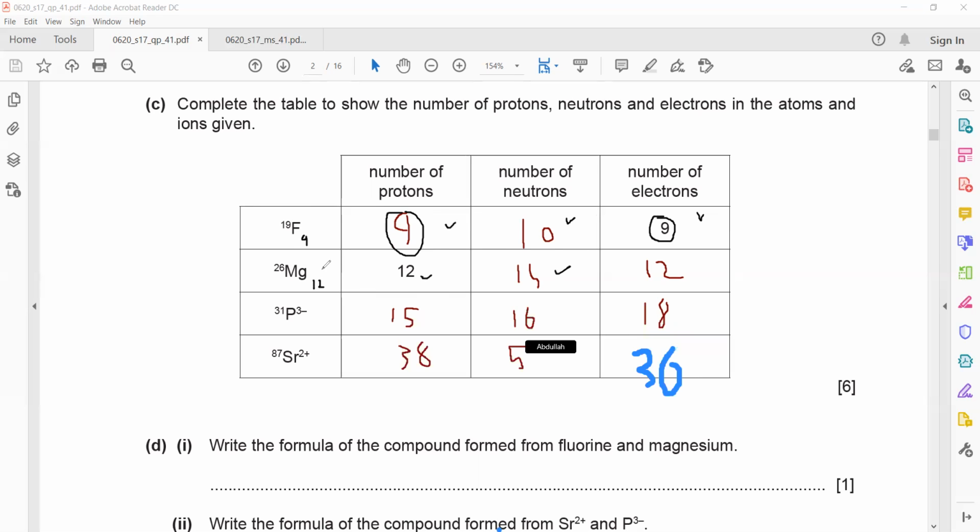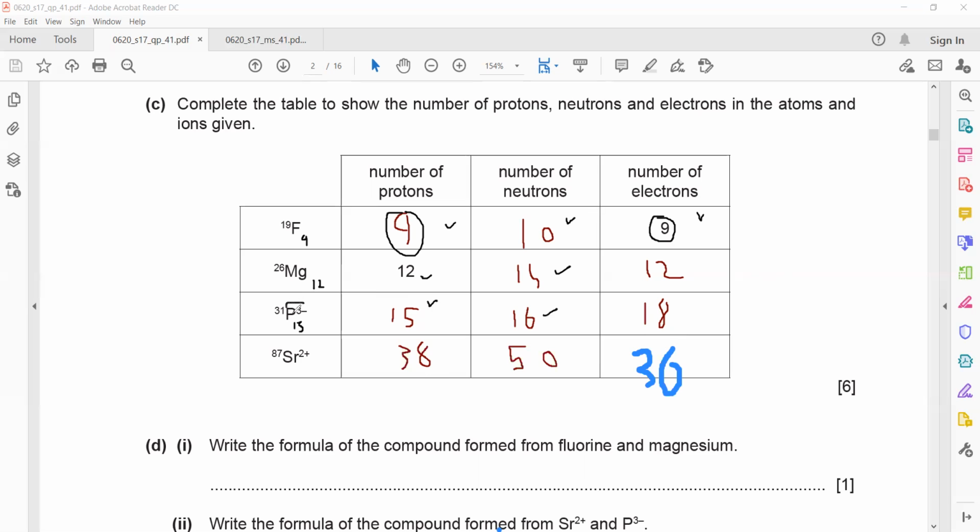And because it's an atom again, the proton and electron number should be the same. For phosphorus, you can use the periodic table for this as well. The periodic table is given at the last. You'll find phosphorus is 15. So proton number is 15. Neutron number 31 minus 15, that's equal to 16.